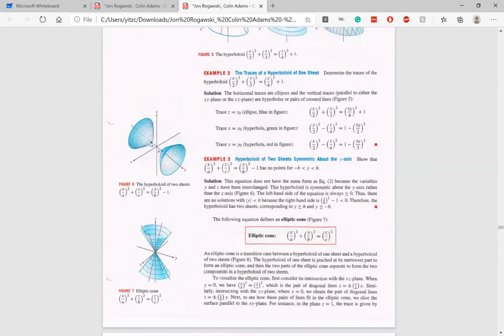Okay, so now they want us to show that this thing has no points between negative b and b. So that's basically exactly what we just did. For this example, we would want, this is positive.